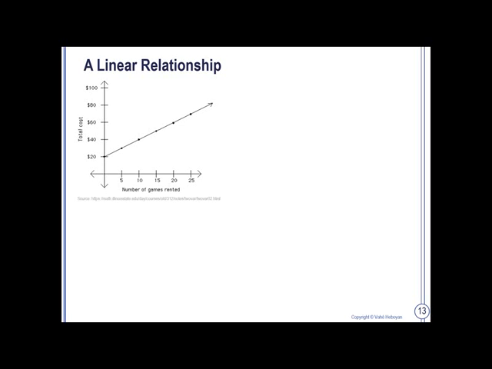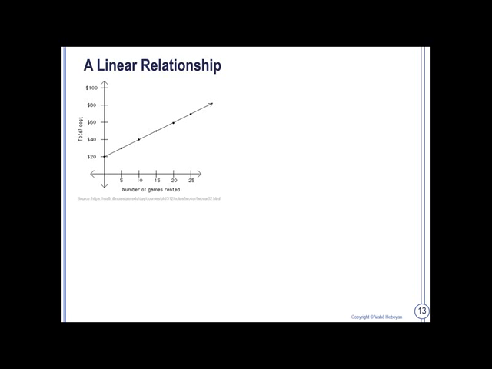Examples of linear relationships are many. I'm pretty sure as I move through some of these examples, you'll be able to relate to some of the examples that you have seen in other classes that you have taken. For example, on this graph, we have the X and Y coordinate axes, right?